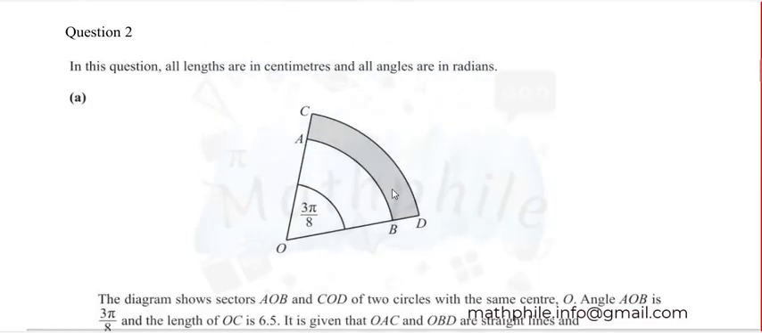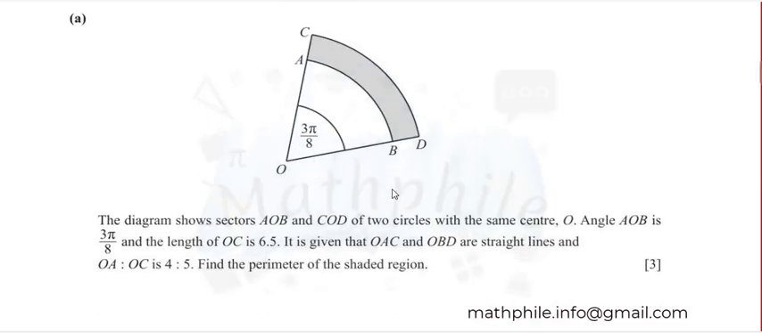Question number 2. In this question, all lengths are in centimeters and all angles are in radians. The diagram shows a sector AOB and COD of two circles with the same center O. The angle AOB is 3 pi over 8 and the length of OC is 6.5. It's given that OAC and OBD are straight lines, and the relationship between OA and OC is that OA to OC is 4:5. You have to find the perimeter of the shaded region.